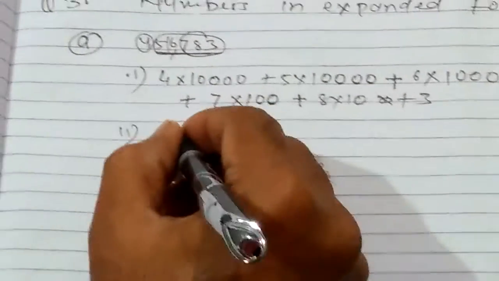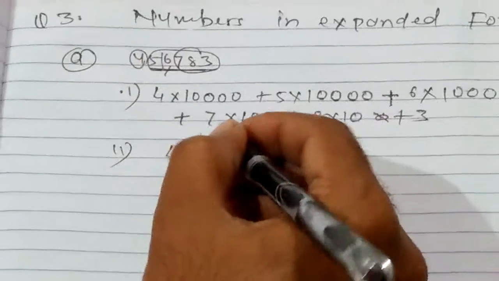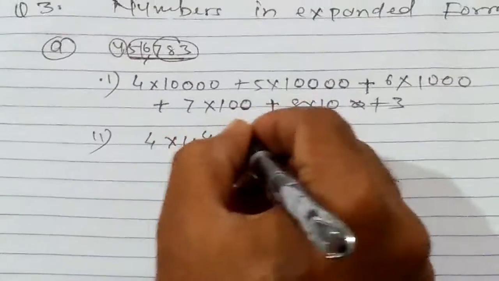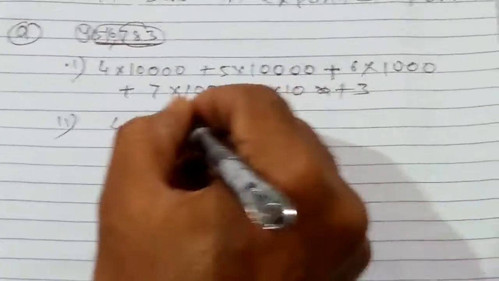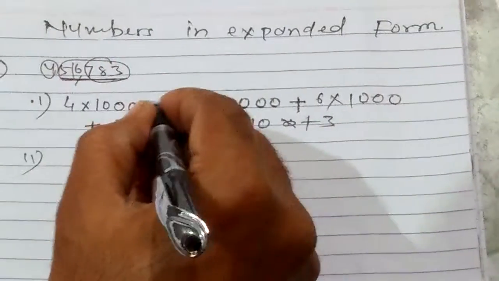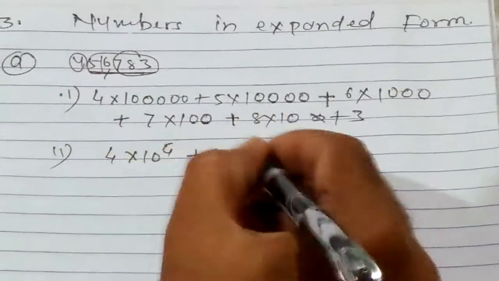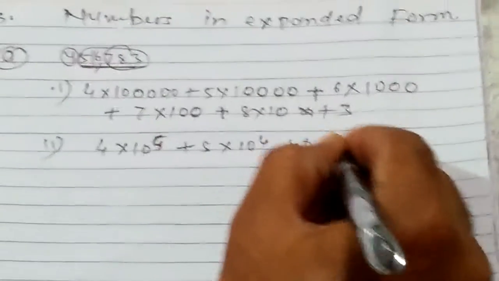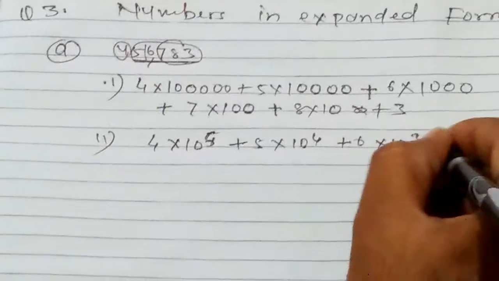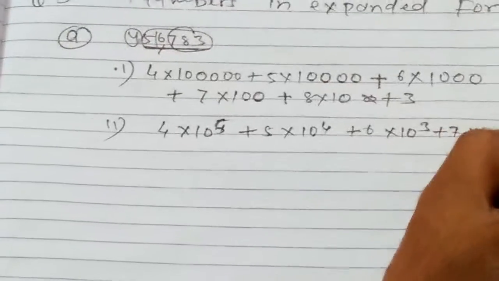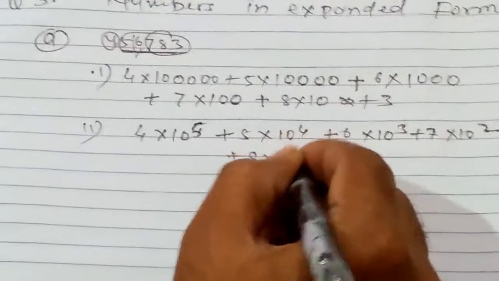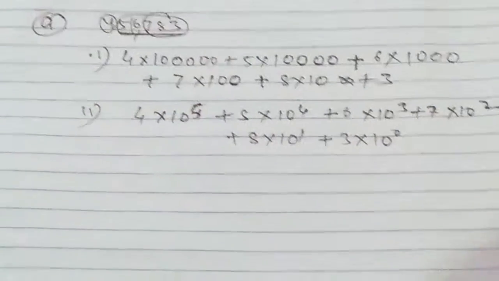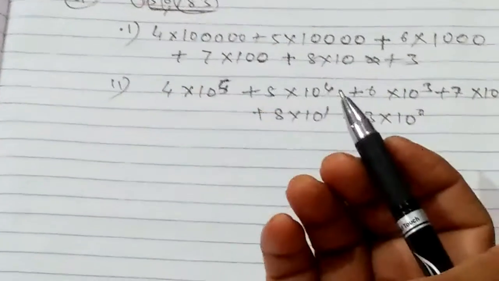But the second rule is in the form of powers of 10: 4 into 10 to the power 5 plus 5 into 10 to the power 4 plus 6 into 10 to the power 3 plus 7 into 10 to the power 2 plus 8 into 10 to the power 1 plus 3 into 10 to the power 0. These are the methods we can write.